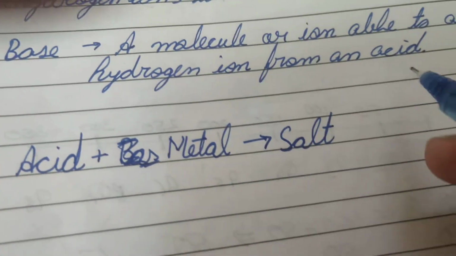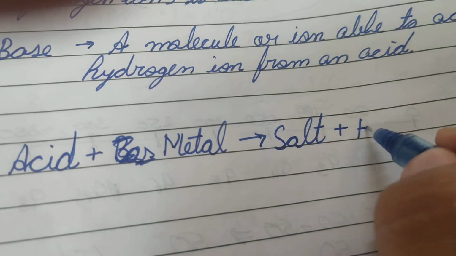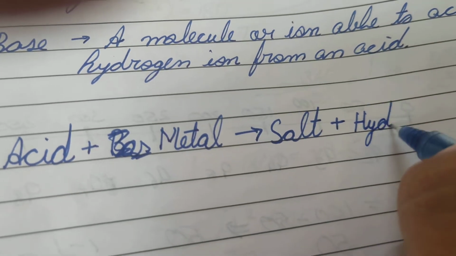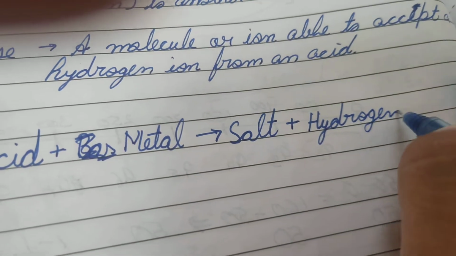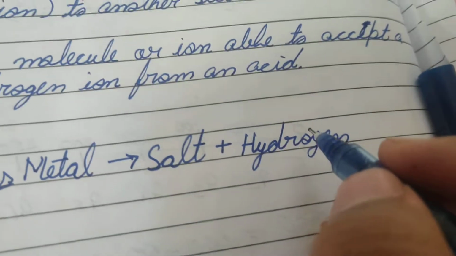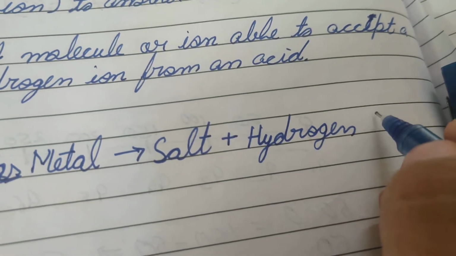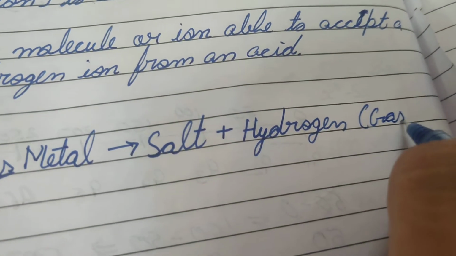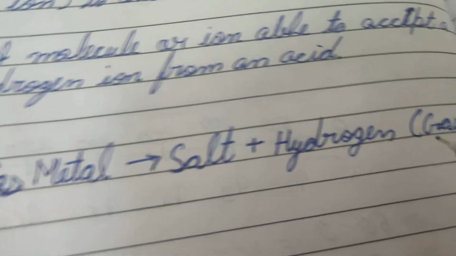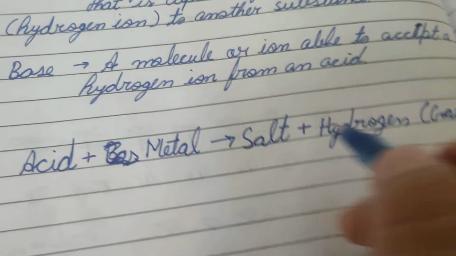In the case of metal, there is only one other product, and that is hydrogen. Right, only these other products differ. Salt always comes out. We have to just take care of these other products that come out. Hydrogen is released in the form of gas, right? Hydrogen in this case is released in the form of gas.